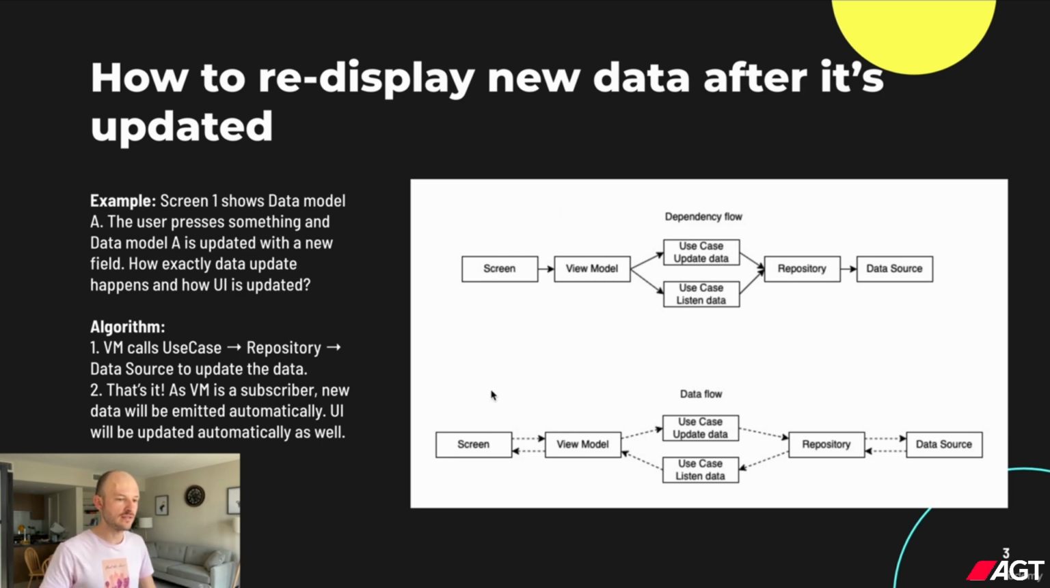The picture illustrates what I've told. So the dependency flow goes one way, from the screen to viewModel, use case, repository and finally data source. And the data flow goes both ways. Some data goes from the screen through viewModel, through use case and repository to data source, and here the data is updated. And our viewModel listens for the data, and it goes from data source to repository to use case to viewModel, and then from viewModel to the screen. That's why it's a circular model, and dependency flow is a one-way model.